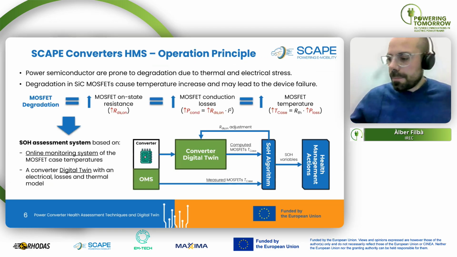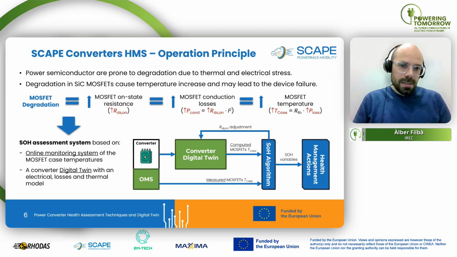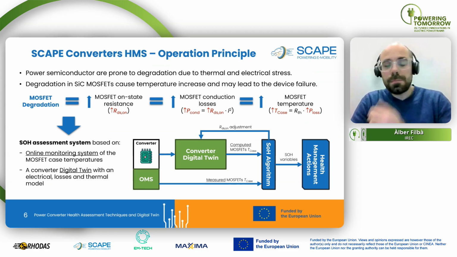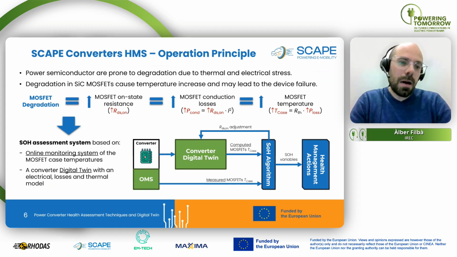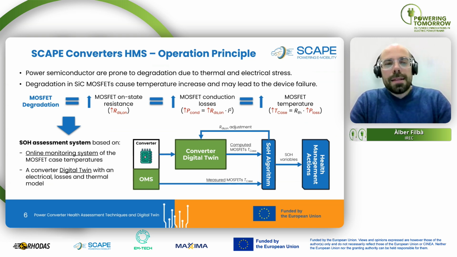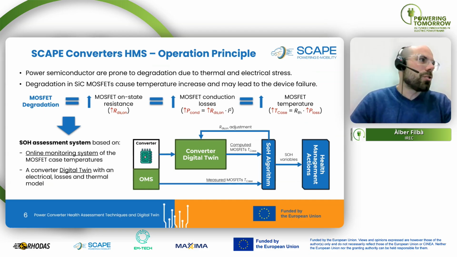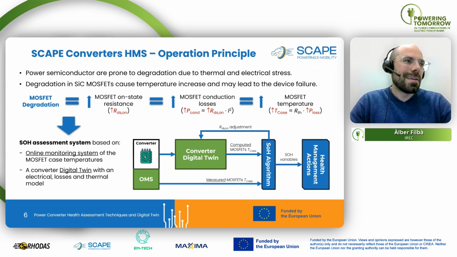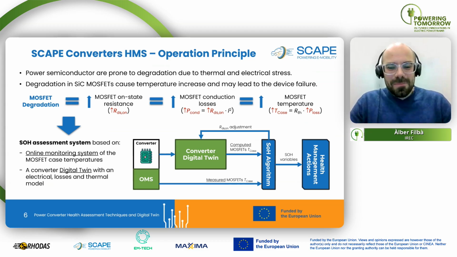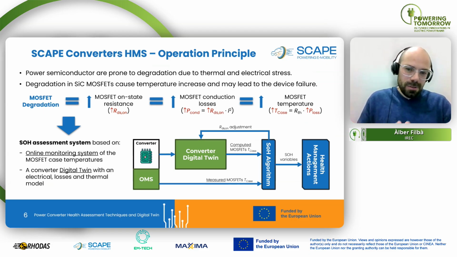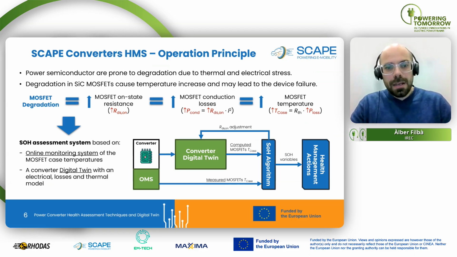So what is the operating principle of our converters health management system? Well, one of the main elements of the converters are the power semiconductors. And these are prone to degradation, mainly due to thermal and electrical stress. By degradation, I mean that they get old, let's say, and if the degradation keeps going, it may lead to a final failure of the component.